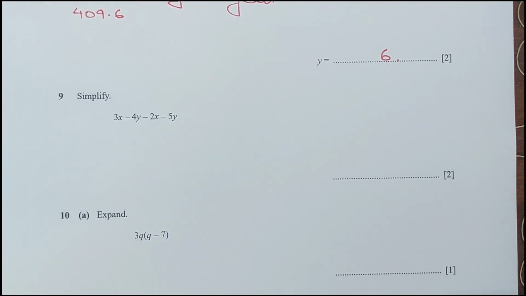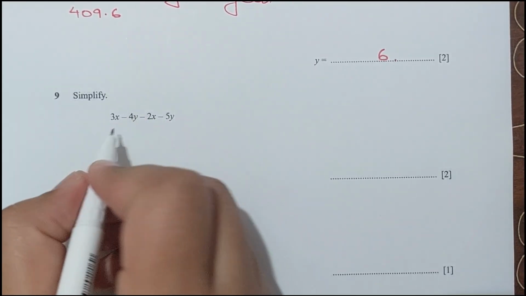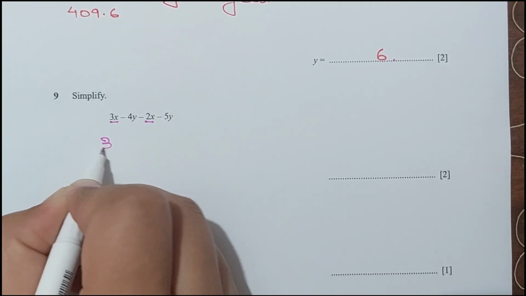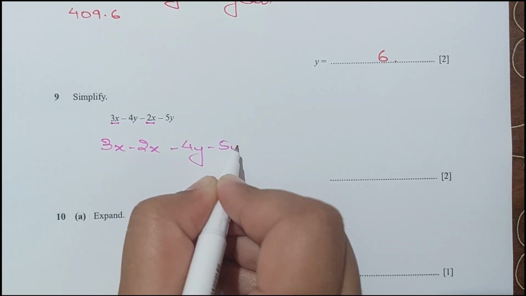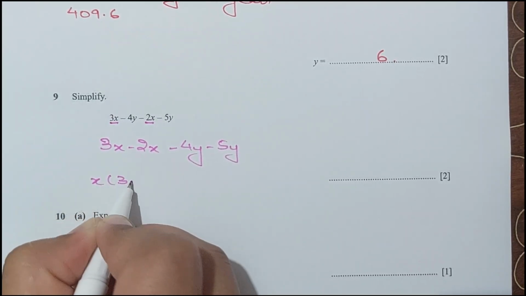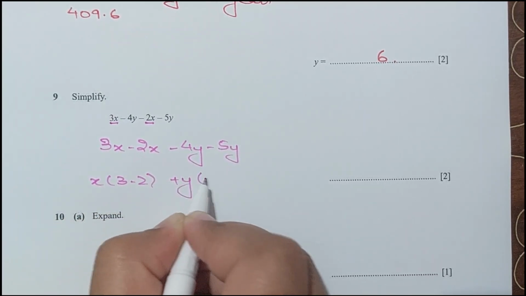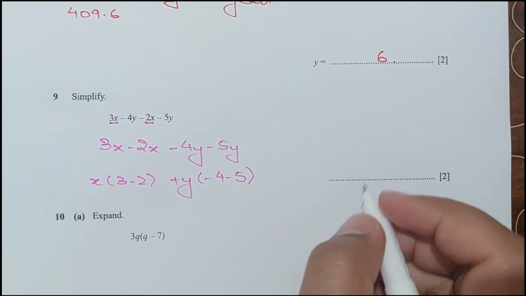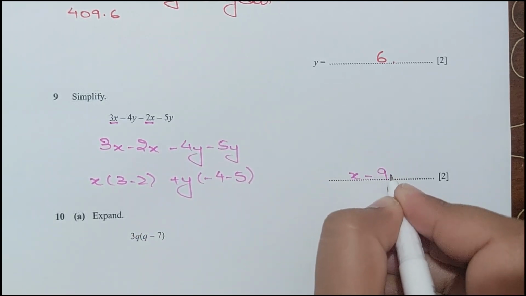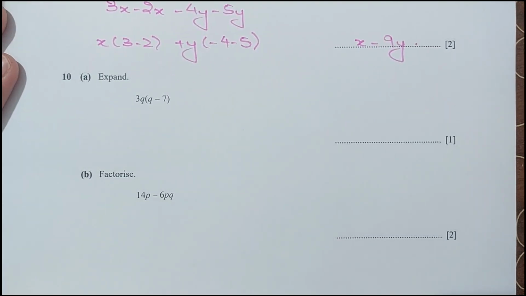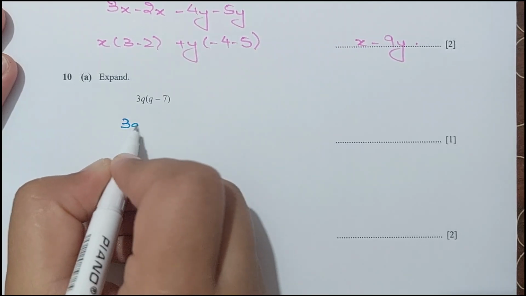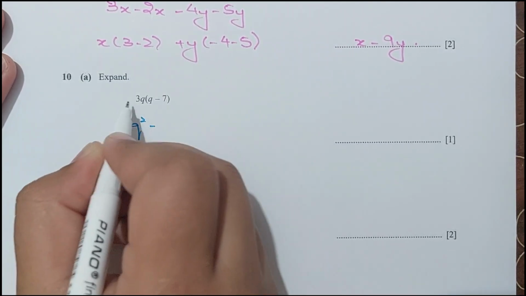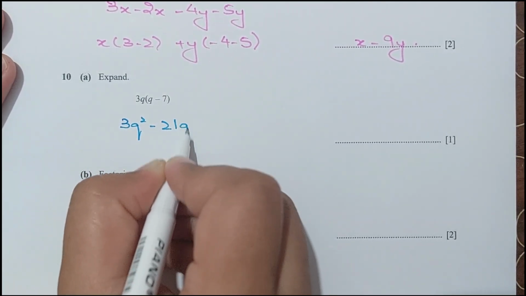Now for question number 9, simplify 3x minus 2x minus 4y minus 5y. Let's take x common: 3 minus 2, and taking y common: minus 4 minus 5. So the simplified form is x minus 9y. Question number 10, part A, expand. 3q into q is 3q square, minus 3q into 7, 3 times 7 is 21, and we have a q.